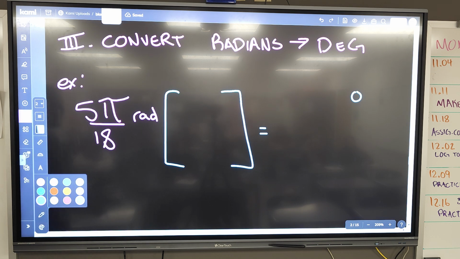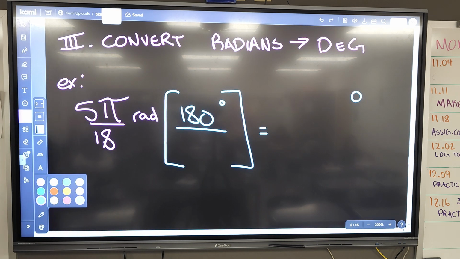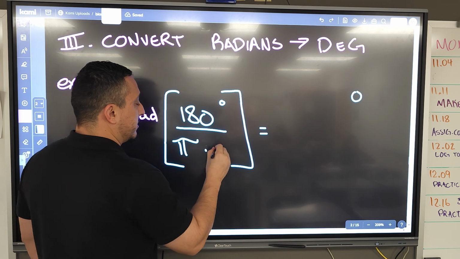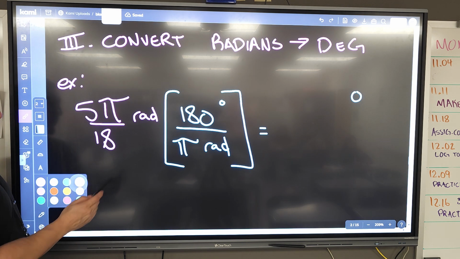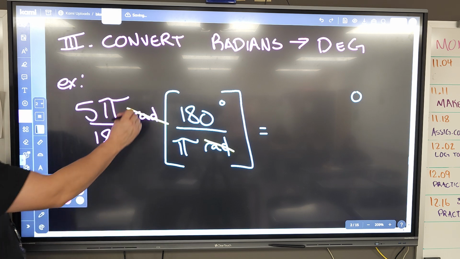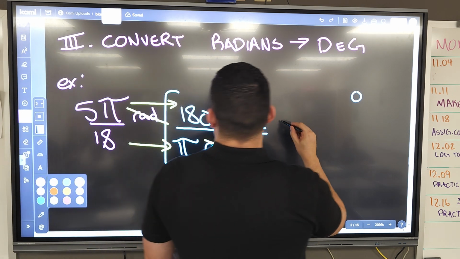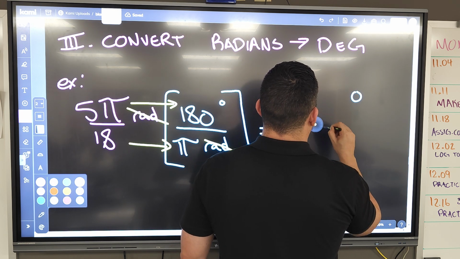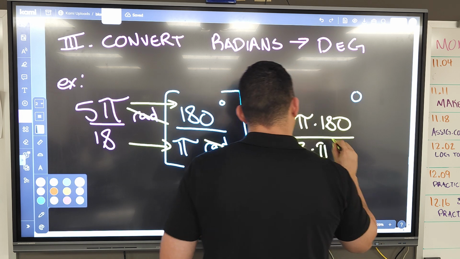The 180. Whatever you want, in this case I want degrees, that goes on top. Whatever you're trying to get rid of, in this case radians, that goes on the bottom. That's the important part. After this, it's just playing with the fractions. The radians cancel. Multiplying fractions is straight across. So it's just 5 times pi times 180 divided by 18 times pi.